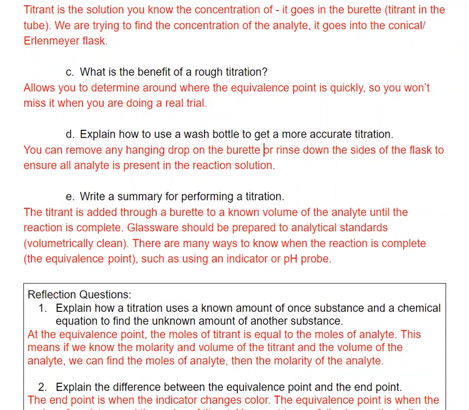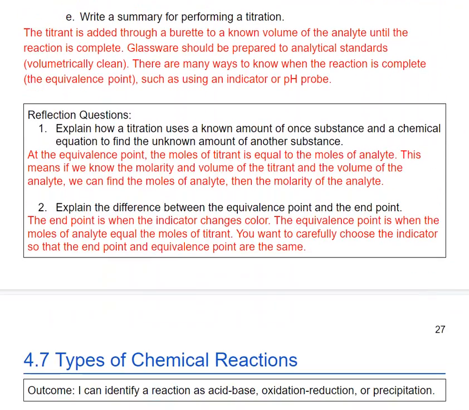So in a titration, we are using a known amount of one substance to find the unknown amount of another substance. At the equivalence point, the moles of titrant is equal to the moles of analyte. It's a stoichiometric mixture. This means that if we know the molarity and volume of the titrant and the volume of the analyte, we can get moles of analyte and then the molarity of the analyte.